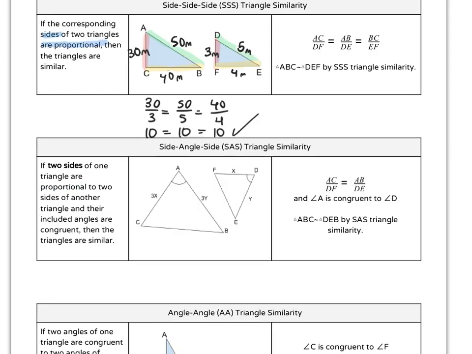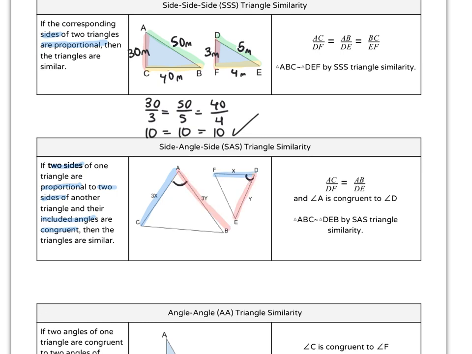Now let's look at side-angle-side triangle similarity. This theorem also uses proportional sides. It says if 2 sides of one triangle are proportional to 2 sides of another, and their included angles are congruent, then the triangles are similar. So the easy thing to tell looking at these 2 triangles is that they have some included angles that are congruent. Now, in order for these triangles to be similar, it must also be true that the corresponding sides on either side of that included angle are proportional to each other.